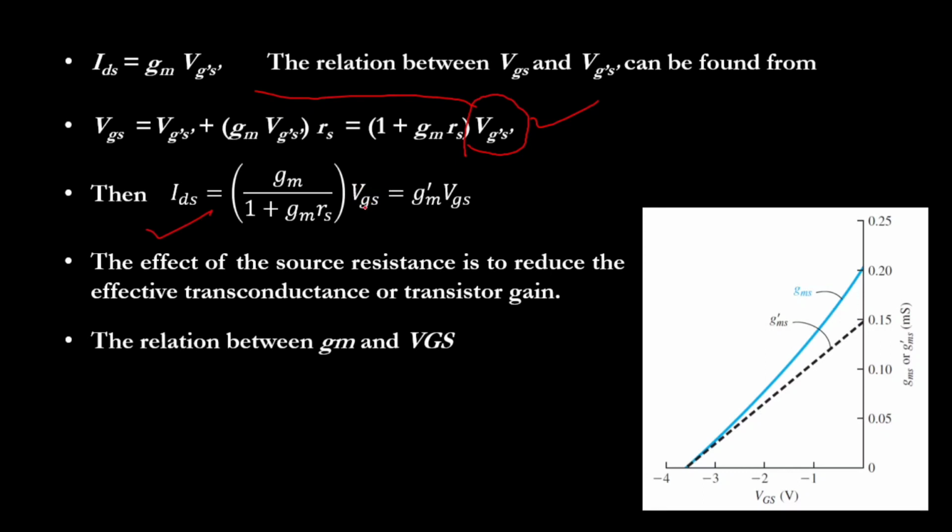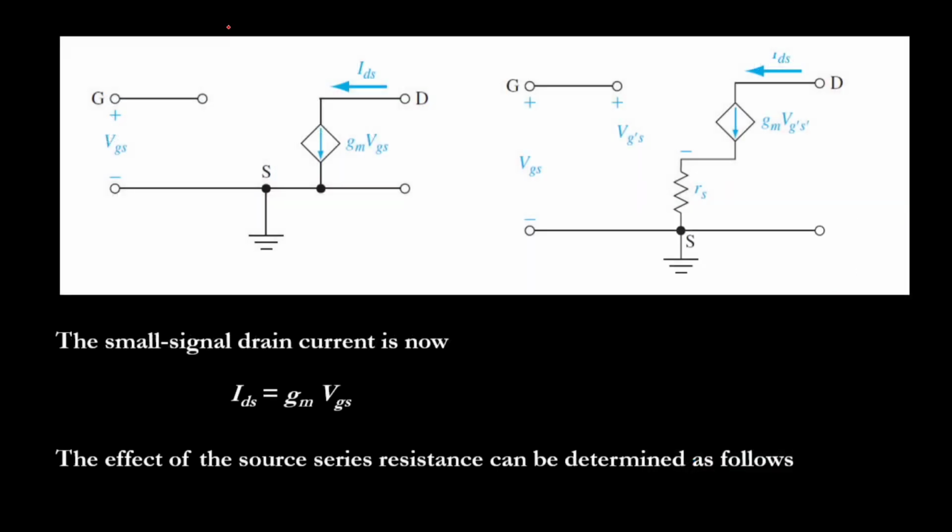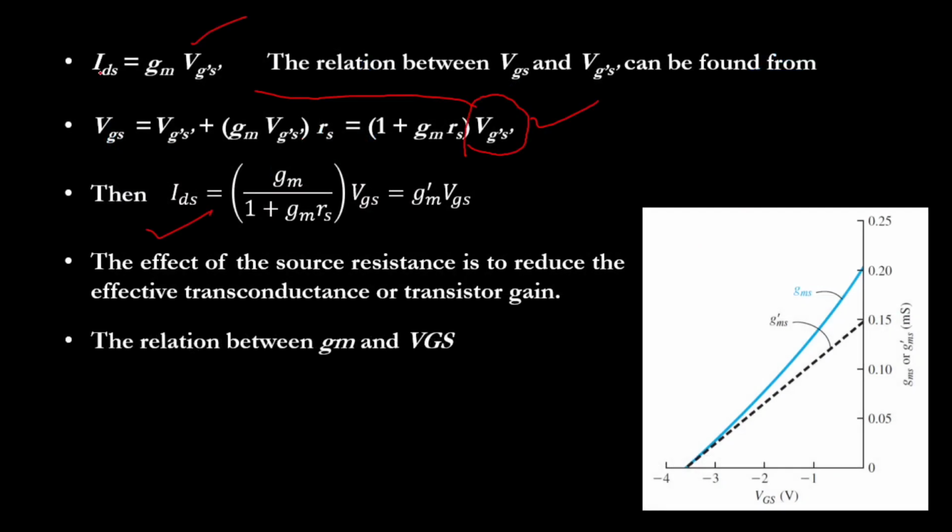Okay. What we know is IDS is equal to gm VGS. From this diagram we concluded that, if there is a source resistance, what will happen to this drain to source current? That is what we are going to see. So, we know that IDS is equal to gm VGS, and the VGS can be found from Vg' and S', already explained just now. So I will be getting (1 + gm Rs) times Vg'S'.